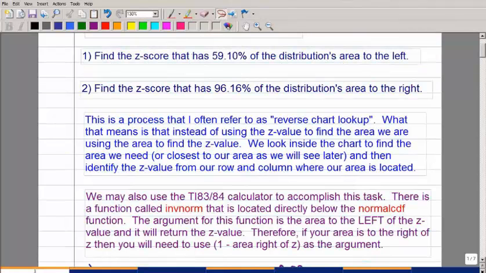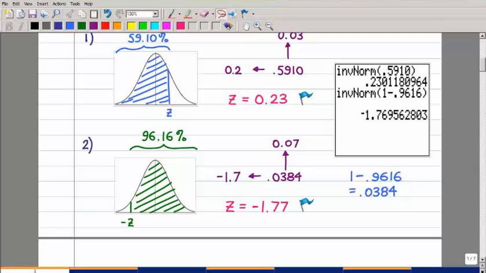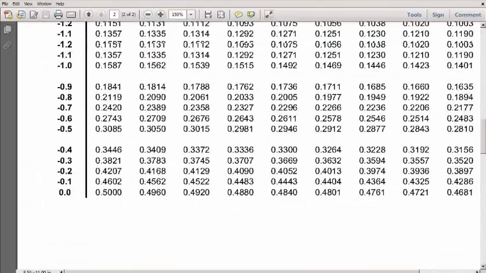The next one says find the z-score that has 96.16% of the area to the right. All right, now it's a little bit different, area to the right. We can't look for 0.9616 on the chart because the chart is based on the area to the left. So I have to take 1 minus that amount to figure out what my area to the left is. So 1 minus 0.9616 equals 0.0384. That's the value we're going to look up on the chart, which will be on the negative side.